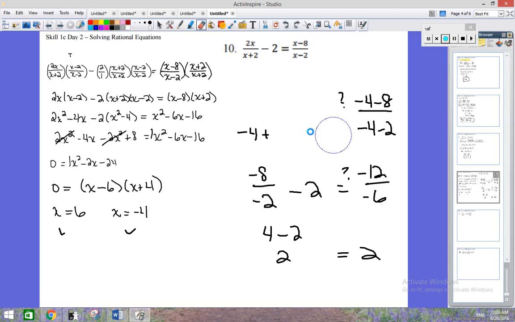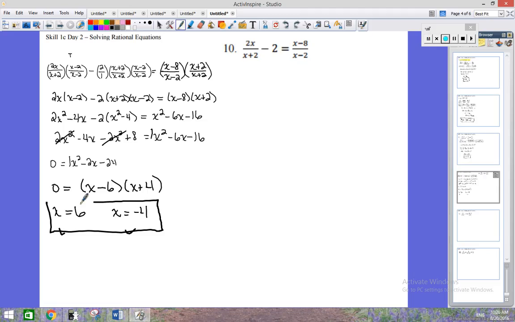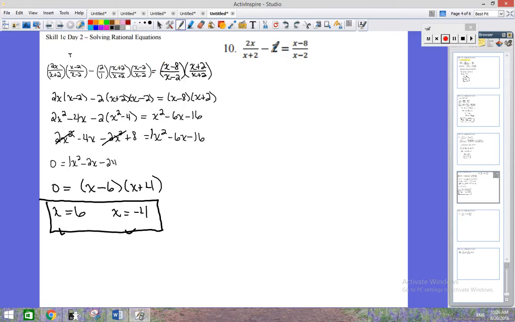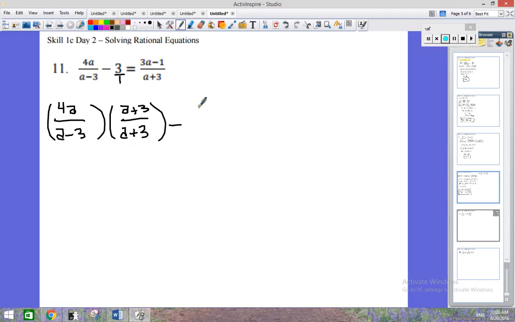The solutions to this equation without the fractions are the same as the solution set that we were given. Alright, now again, it's very similar to the last problem. Because we had that 2 before, now we've got a 3, and we've got to look at it as 3 over 1. So this 4a over a minus 3 is missing a factor of a plus 3. And this 1 is missing both of those factors.